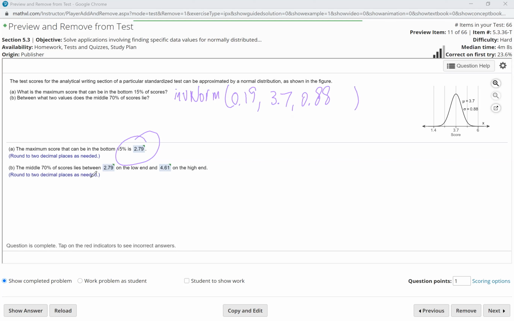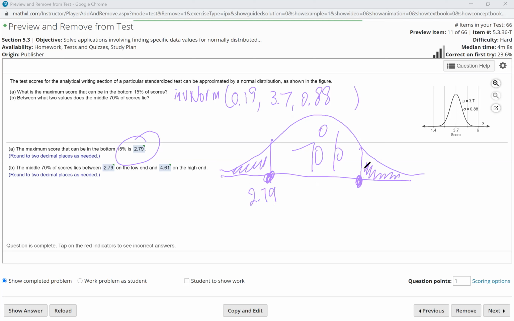B, between what 2 values does the middle 70% lie? Okay, let's see what the middle 70% is. This is 70% here. Okay, we have 30% left, guys. So 15% will be here, and another 15% will be there. So we need this one, which we already did. And the other one, we need this one. So that's already, we did that. It's 2.79.